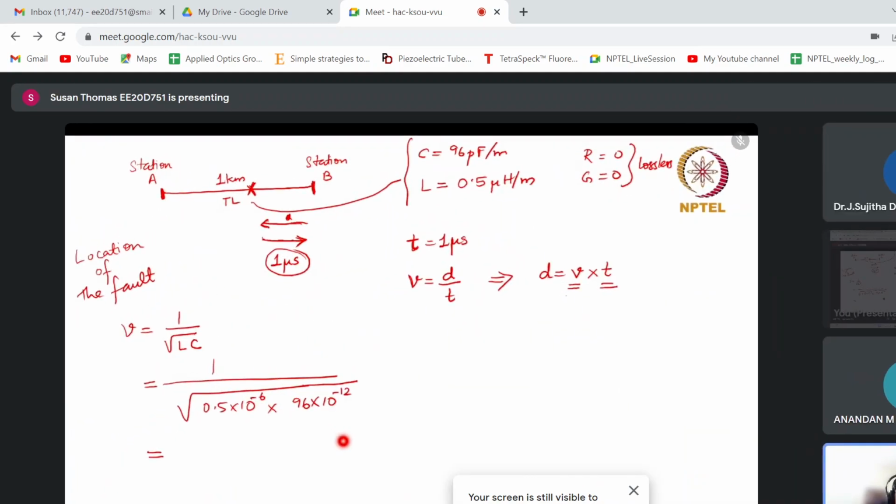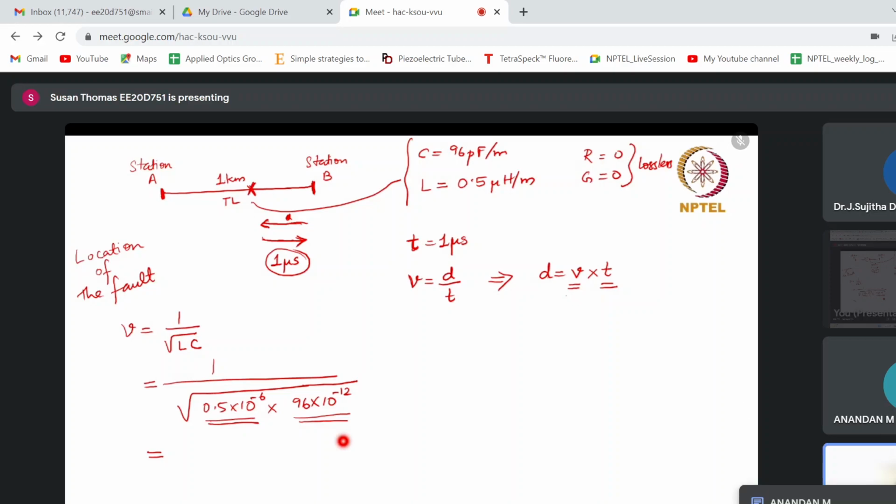Hope the question is clear and you are able to try this. Can you all calculate the velocity? That will be the very first step to this question. So 0.5 microhenry of inductance and 96 picofarad of capacitance. Once you know the inductance and capacitance, you can calculate the answer.